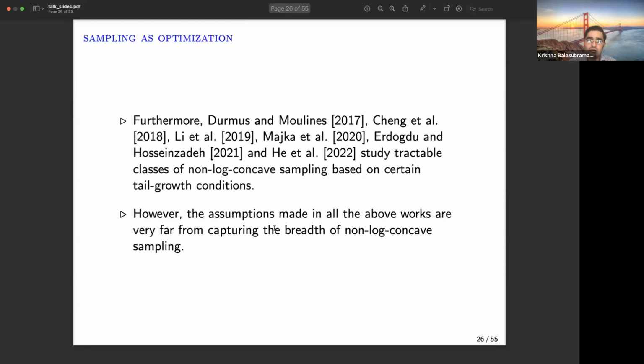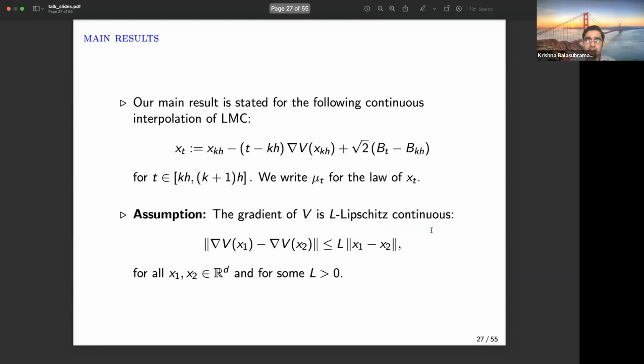However, we want to really go beyond all these specialized cases and look at truly non-log-concave densities. So in particular, the only assumption we make on the density is that the potential V has L-Lipschitz gradients, right? So given any two points x1 and x2, the difference between the gradient of V at x1 and at x2 is upper bounded by some L times the distance between x1 and x2. This is the only assumption. We do not make any restriction on the allowed multimodality, whatever. This is really the only assumption that we make.